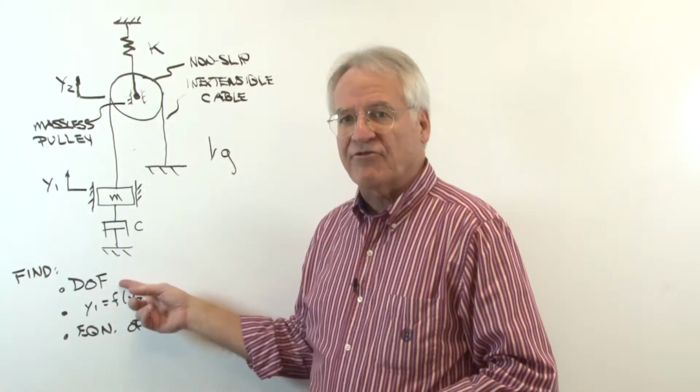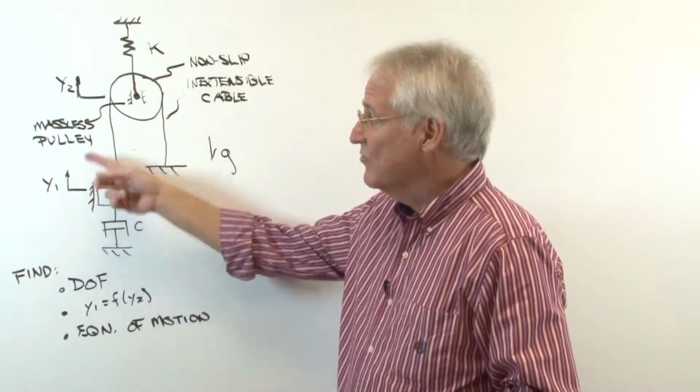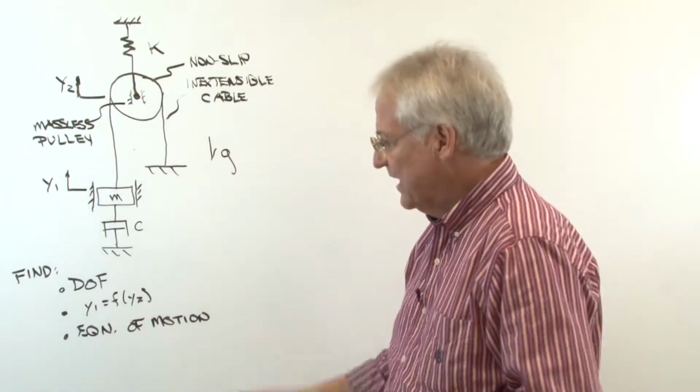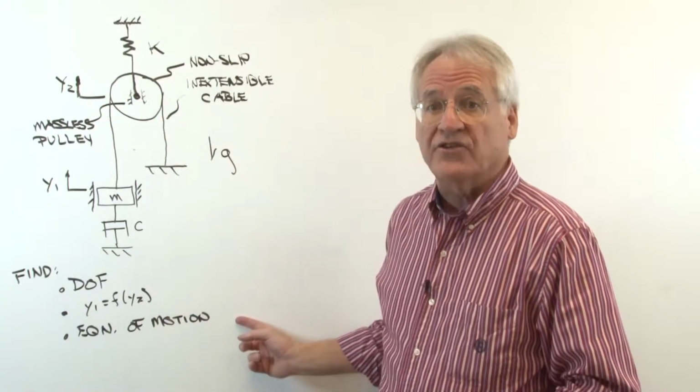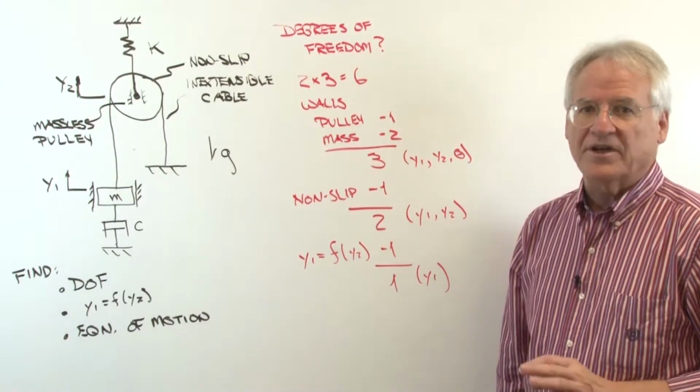So the question is, how many degrees of freedom does this system have? How is Y1 related to Y2? And finally, what is the equation of motion for this system? So, first question, how many degrees of freedom?